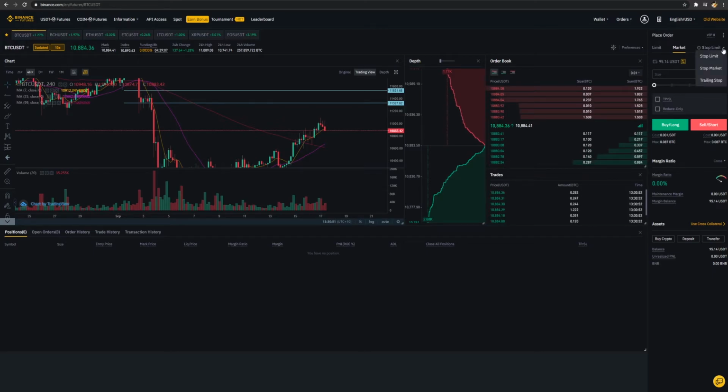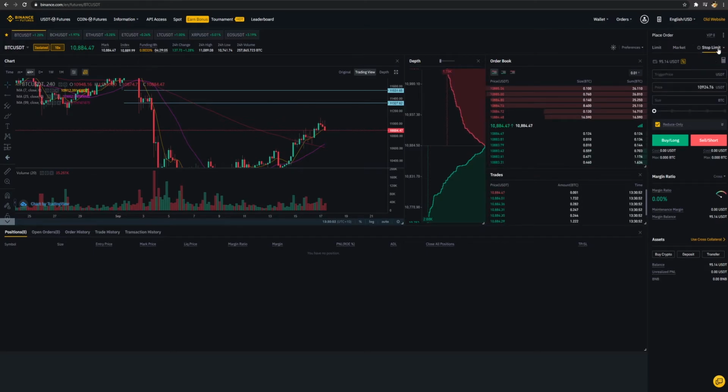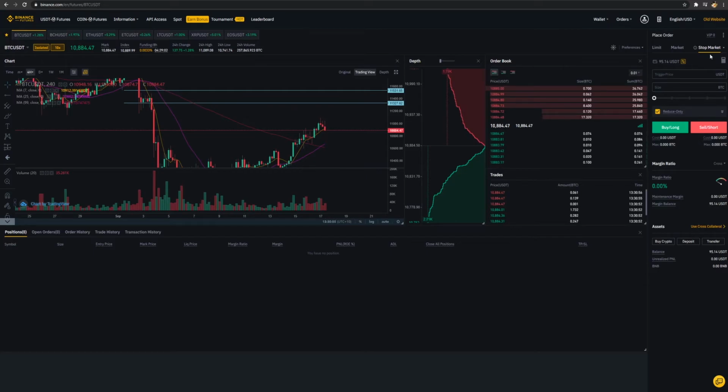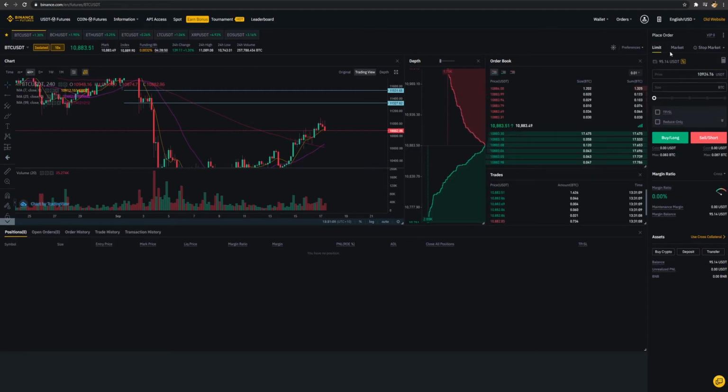You can go stop limit, stop market, or trailing stop. You can use stop market or stop limit if you're trading breakouts. I won't go through that in this walkthrough at the minute. There are more advanced features, so we'll stick to limit and market.